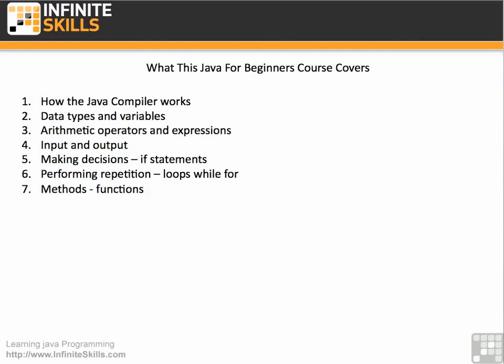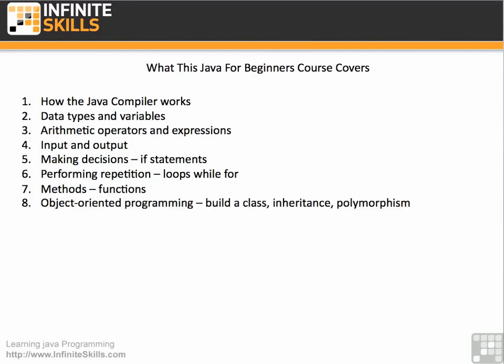Next, we'll talk about methods. Methods are the same thing as functions. So we'll talk about how to write methods and how to use them in your program. We'll spend a lot of time talking about object-oriented programming, everything from just how to build a class to more advanced topics such as inheritance and polymorphism. We'll also talk about various data structures to use in your program, such as arrays and array lists. And we'll also talk about text file processing, how to read and write text files.